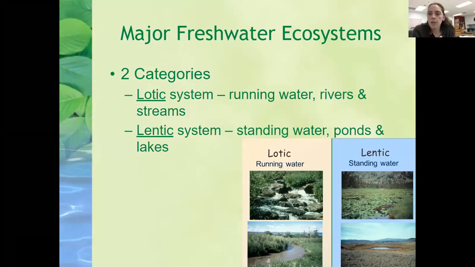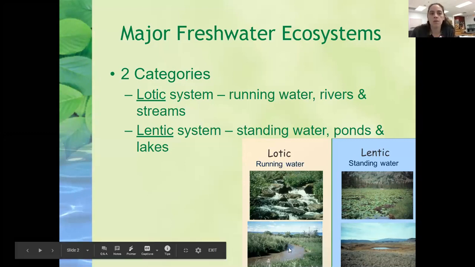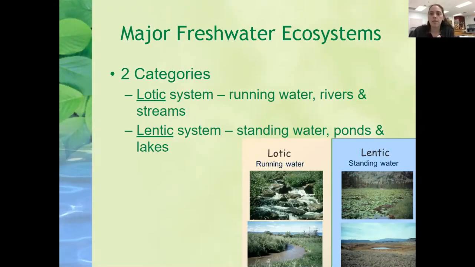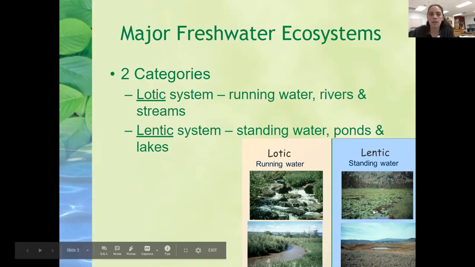Either those that are lotic, meaning that there's running water or flowing water, things like rivers and streams. We have water movement. A lentic system is going to be standing water, sometimes called still water. This will be things like lakes and ponds.